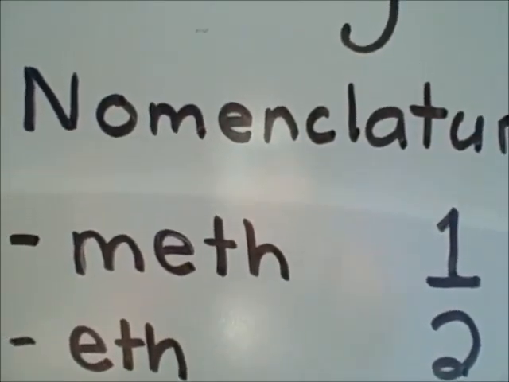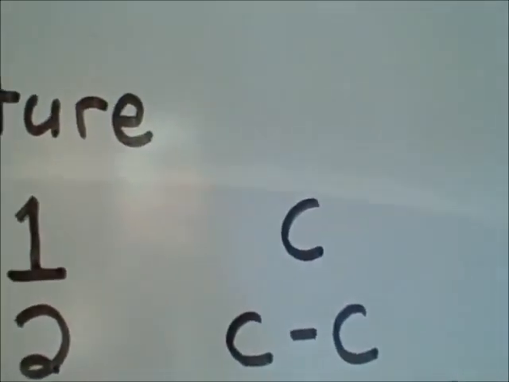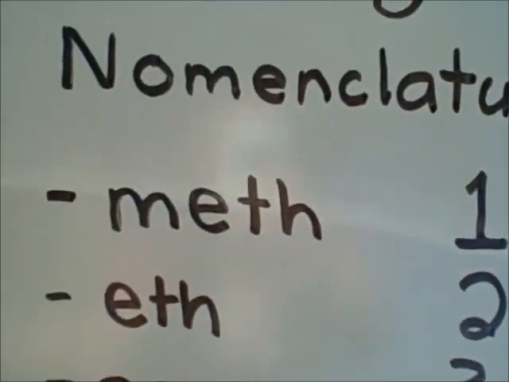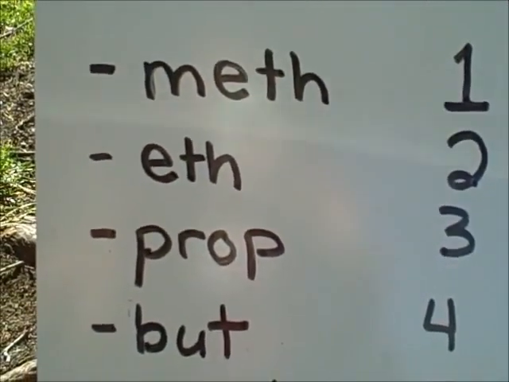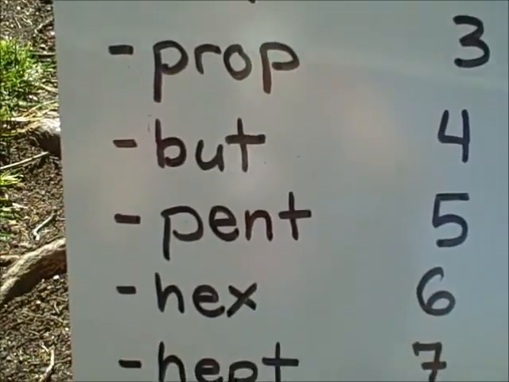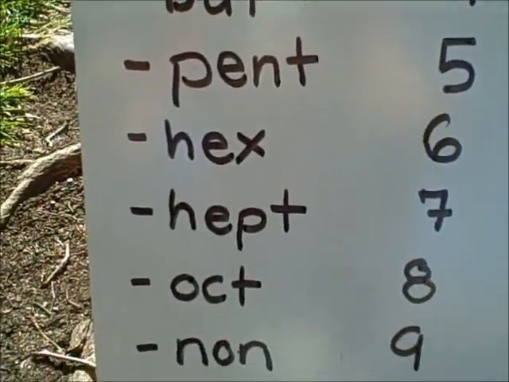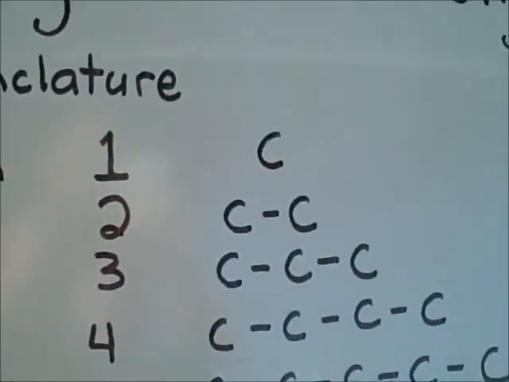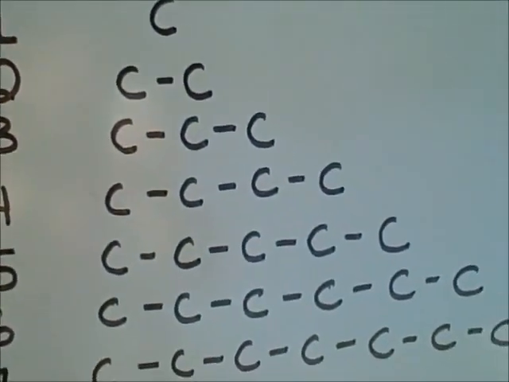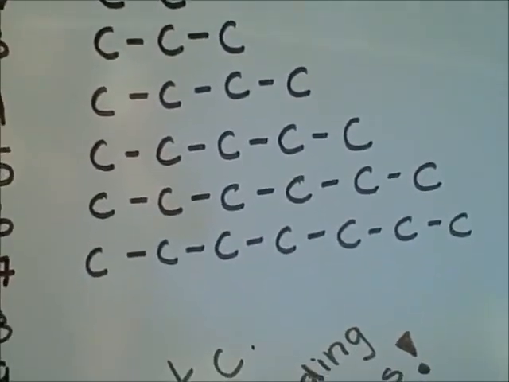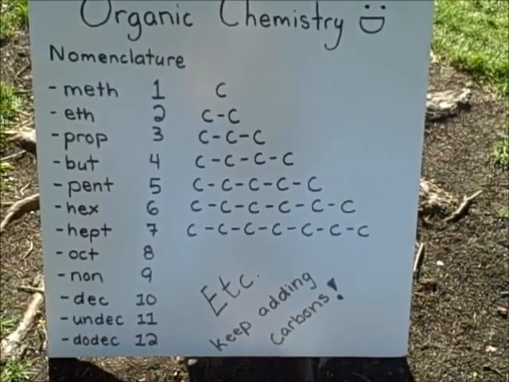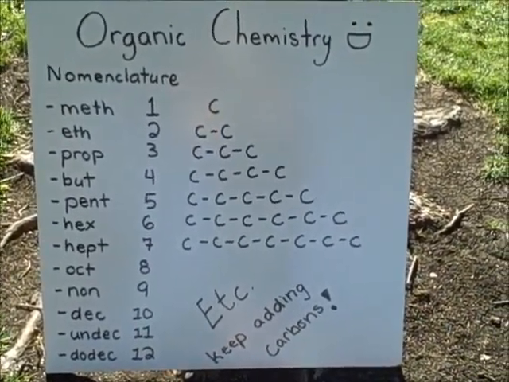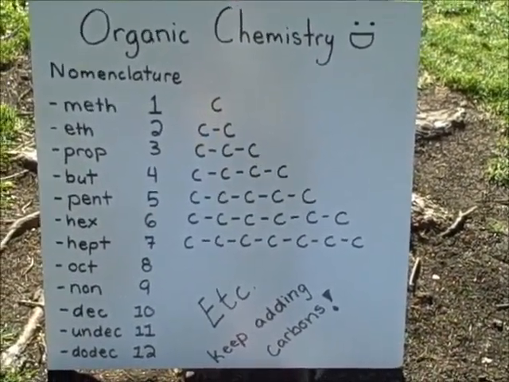If you only have one carbon in your carbon chain, you use meth. If you have two, you use eth, and it keeps on going. Prop, but, pent, hex, hept, oct, non, dec, undec, and dodec. And as you can see over here, another carbon is added to each chain as you go further and further. The nomenclature here is very important. Memorize all of these and you'll have a much easier time naming all of your organic chemistry molecules.